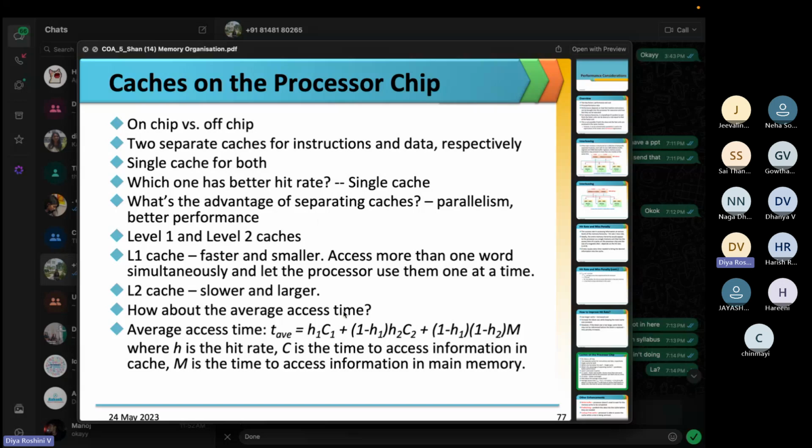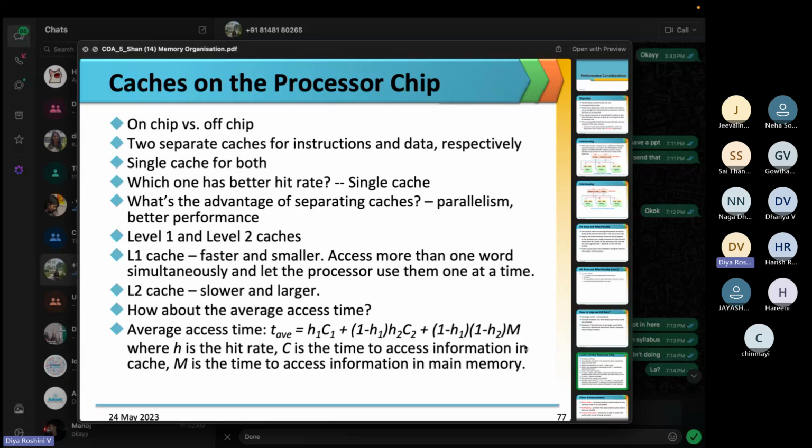In that case, this will be your equation. Basically, we try to hit in the cache one. If it's a hit, it's H1 C1. If it's a miss, we are going to level 2. So it is a miss in level 1, and if it's a hit in level 2, it's (1 minus H1) H2 C2, and that will be your access time. If it's a miss in both level 1 and level 2, it's (1 minus H1) into (1 minus H2) into the miss penalty, because we have to go to the main memory now, because we don't have it in level 1 and level 2. So that's why we have added all the possibilities.